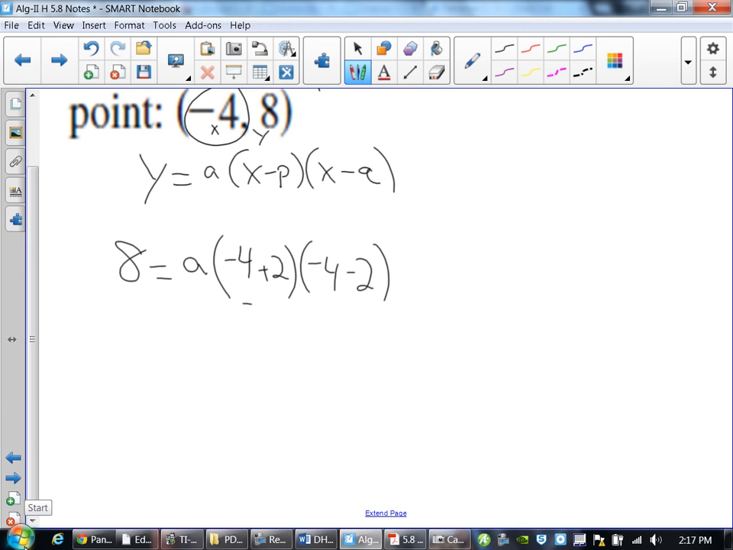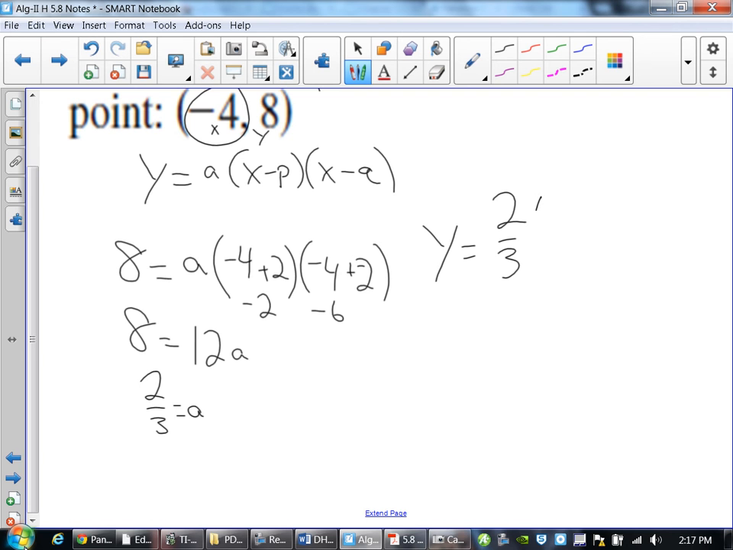We have -2 here and -6. So 8 is 12a. 3/4? Yep. Wait. No. 2/3, sorry. And you get 2/3 for your value of a, which gives you a final answer of y equals 2/3 x plus 2, x minus 2.